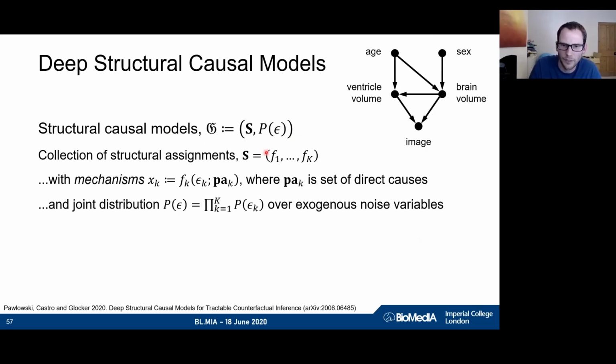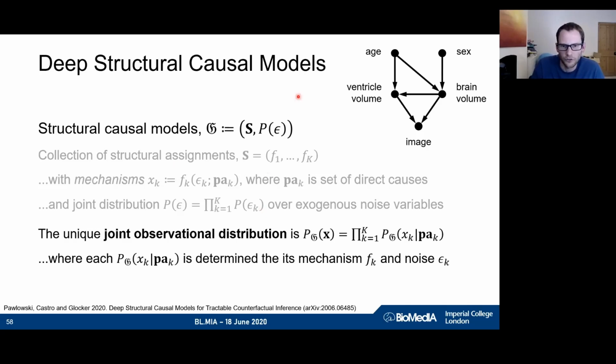And they are making basically the values of those nodes. So this is basically called a mechanism, right? One of those structural assignments takes a noise variable plus the causes, so these are the parents of that variable. Age, for instance, in this case, doesn't have parents. It's just based on this noise variable, and that defines the value of that variable. Okay. And there's a joint distribution over these noise variables, and they factorize like this because we assume that all these noise variables are independent.